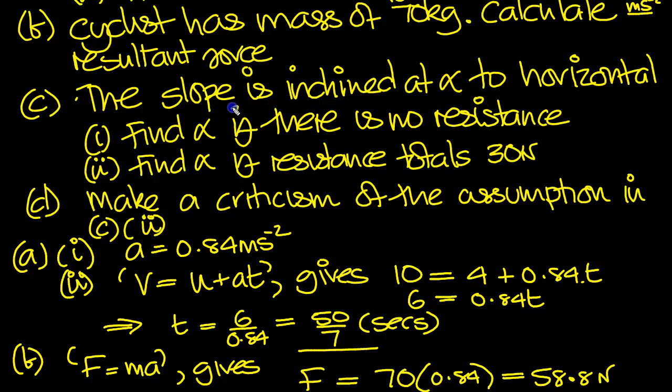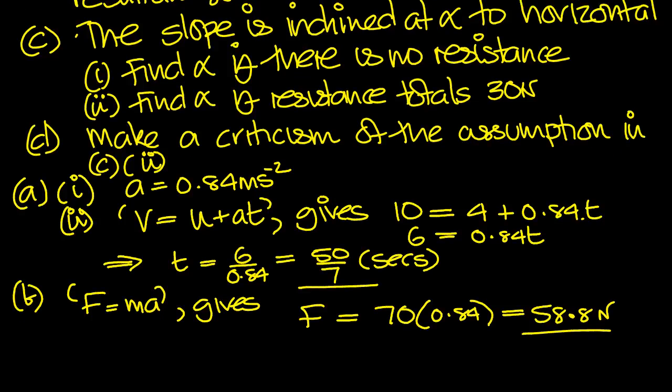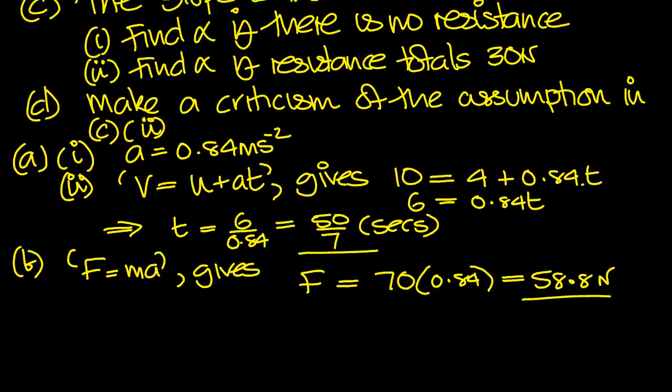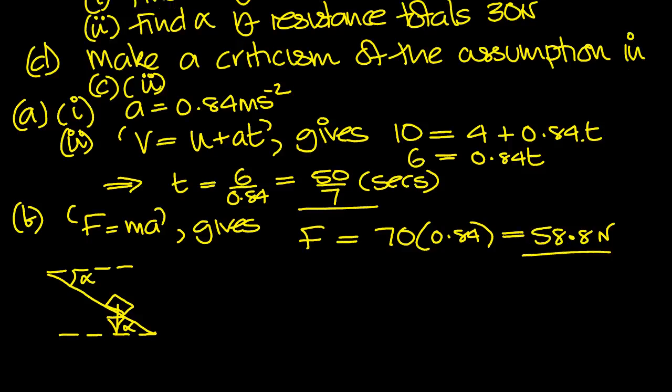Now part C, the slope is inclined at alpha to the horizontal. Find alpha if there is no resistance force. Let's move on to C then, to find alpha. So we've got a slope. It's inclined at alpha to the horizontal, so we can put that in here. We can also put it in here, can't we? So here's our cyclist. It's got a mass of 70, so the force acting downwards due to gravity is mg. And this is the angle alpha in here, and this is a little right angle triangle. Difficult to see, I know, from the sketch being so small.